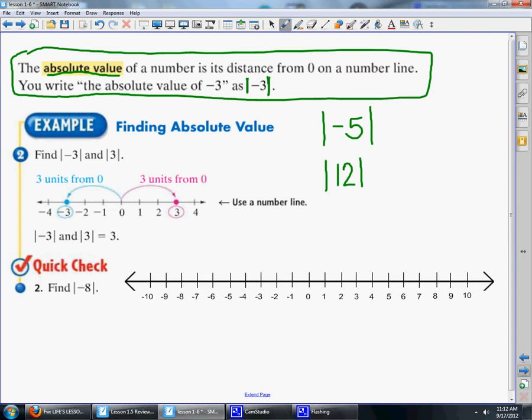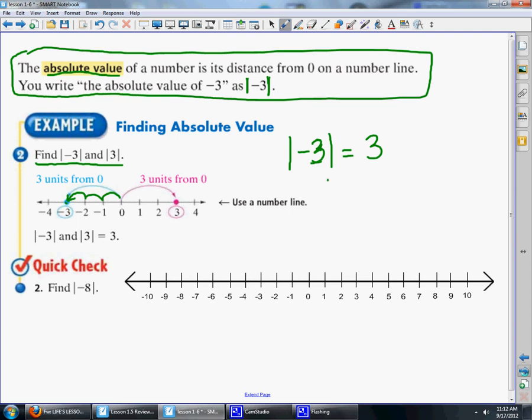So let's look at this example here, and I want you to copy this in your notes. We need to find the absolute value of negative 3 and 3. So it's just how far is the number inside the absolute value away from 0. So if we take the absolute value of negative 3, here's negative 3 right here. How far away is it from 0? It's 1, 2, 3 units. So, whoops, that's supposed to be a straight line. The absolute value of negative 3 is just 3.